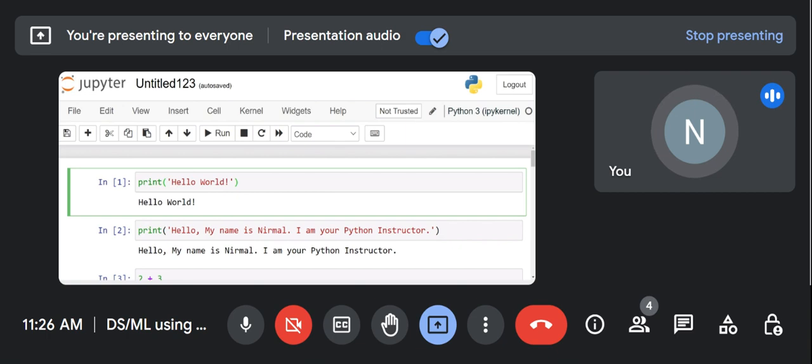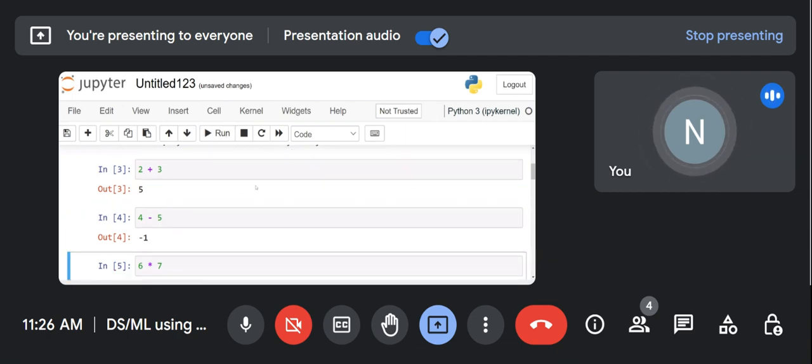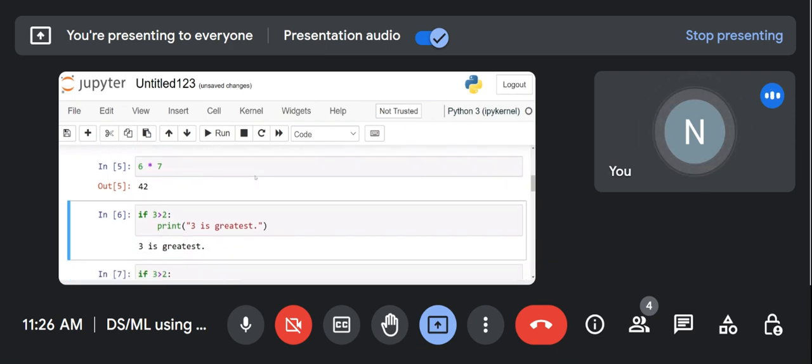If I talk about C++, they are compiled languages. There you need to submit the complete code to the compiler, and then it runs. But here that's not the case. For example, if I need to perform a simple addition, 2 plus 3, just run it. It's going to give you 5. 4 minus 5, that's it. Any kind of operation you can do directly in Python. 6 into 7.